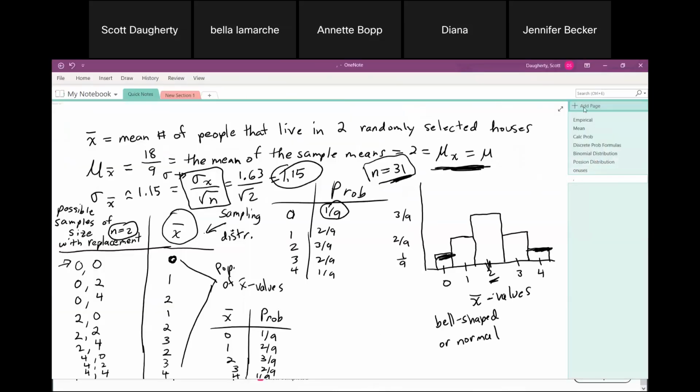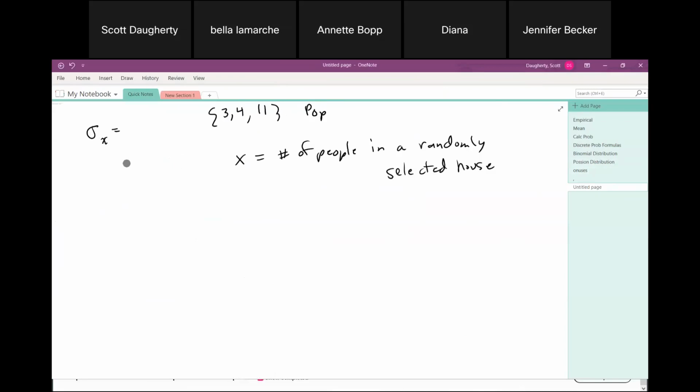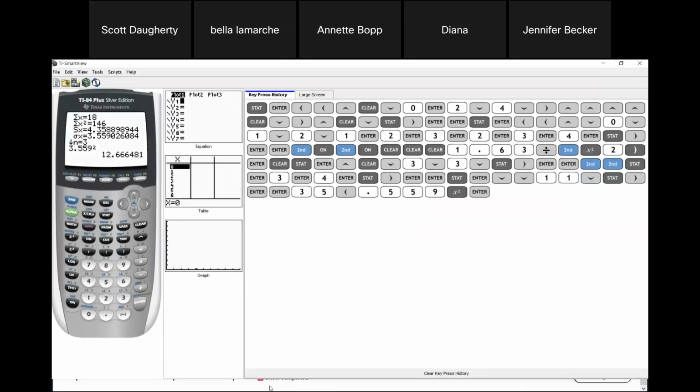So let me write this down real quick, and then once I'm done with this, I'll let you go. The population variance from these three numbers, this is my population, and X is the number of people in a randomly selected house, just like we had before. And the variance in these numbers was 12 and 2/3.